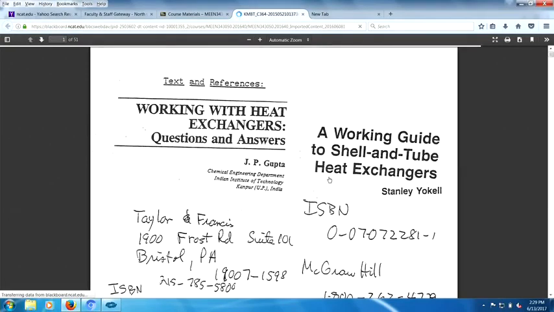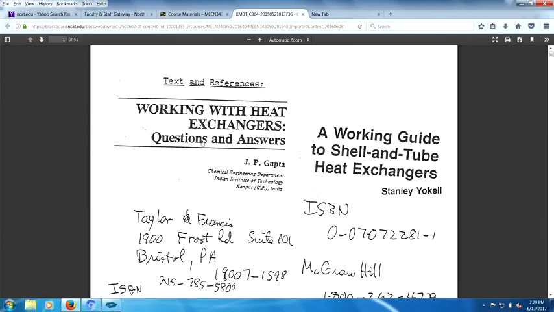And first thing you recognize is your textbook is not very good in heat exchangers. What can I say? There are 2 excellent books: Working with Heat Exchangers by Gupta. This is basically a paperback, an excellent book, especially for young kids like yourself. And then there's this really fairly sophisticated book by Stanley Yokell, Working with Shell and Tube Heat Exchangers.